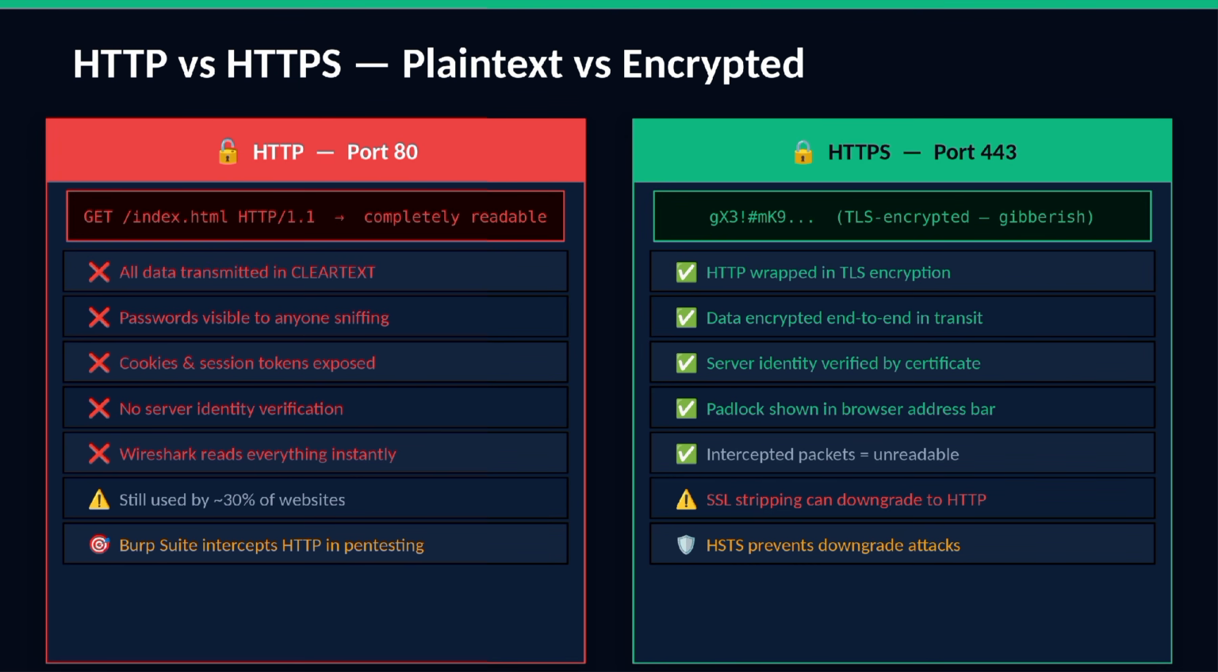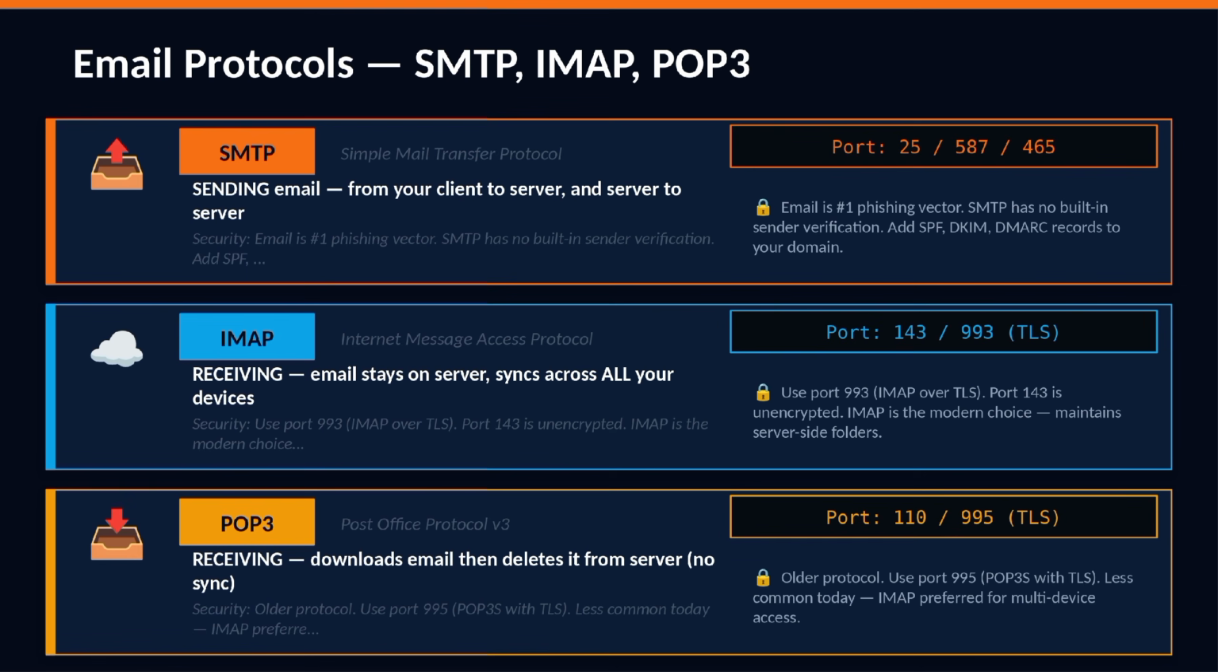Now this is where HTTPS comes in. HTTPS stands for HTTP Secure. It's basically HTTP wrapped inside encryption using something called TLS, Transport Layer Security. This encryption protects the data while it's traveling. It also verifies the identity of the server using a digital certificate. That's why you see the little padlock icon in your browser. Cybersecurity relevance. If you use plain HTTP on a network, your data can be captured and read. That's why HTTPS is non-negotiable today. And as a security professional, you'll use tools like Burp Suite to intercept and analyze web traffic, especially when testing web applications.